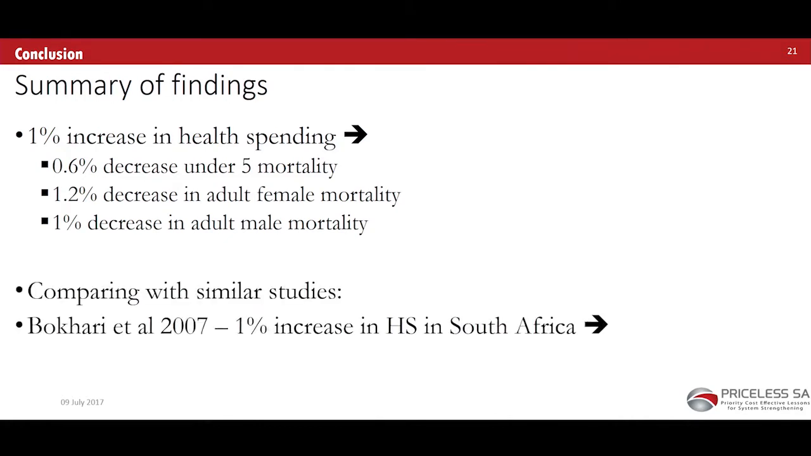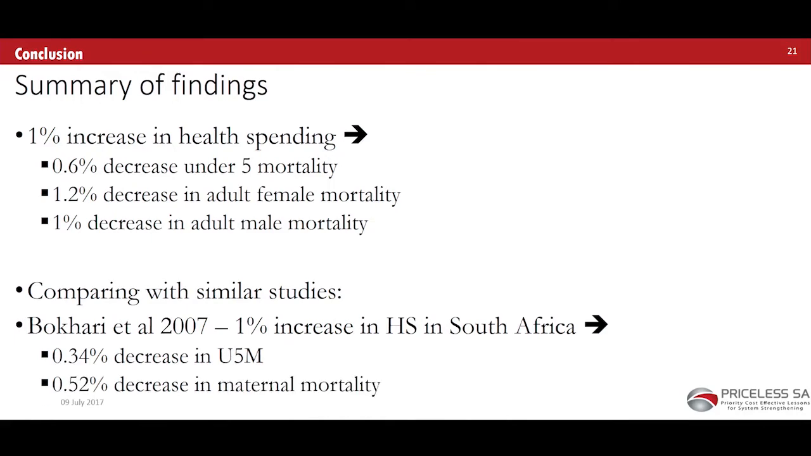If we compare it to other studies, which Hal mentioned a bit earlier in his presentation, one of the studies that have been used quite a lot in estimating cost effectiveness threshold for low and middle income countries is the Bukhari et al. paper, which uses multi-country level data, and they find that a 1% increase in health spending in South Africa is associated with a 0.3% decrease, which is about 50% less than what we estimated.